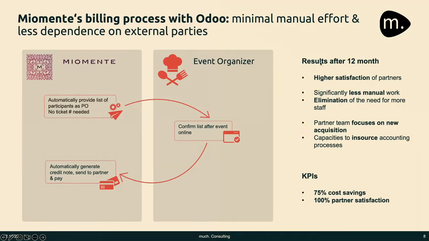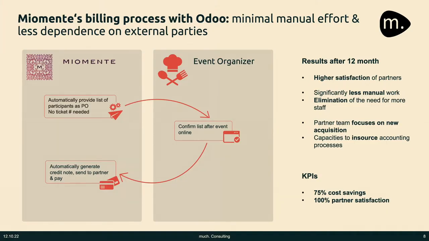As you might imagine, after doing this for 12 months, introducing it slowly with a few partners, rolling it out, the satisfaction of the partners was a lot higher. They get paid a lot quicker than before, which raises their satisfaction, which is good again because they might want to put more events on your platform, right?